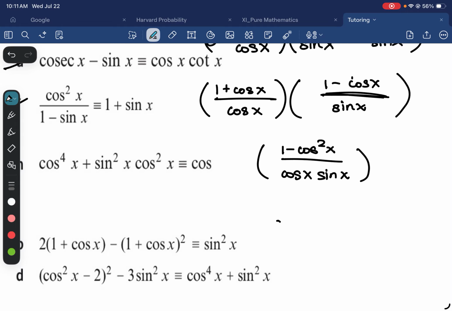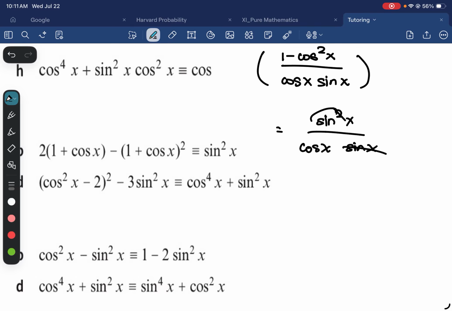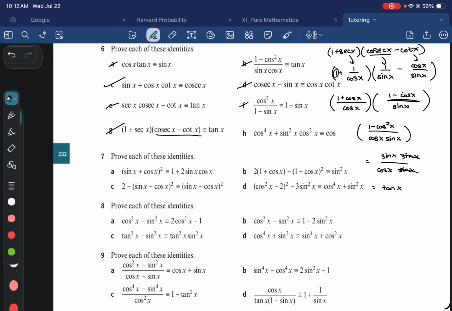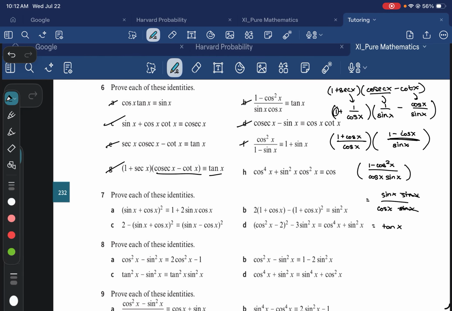And now this I can write as sine squared x divided by cos x sine x. So sine squared x is just sine x times sine x, and one of them cancels out with the denominator. And finally, I get tan x. All right, which is what we needed on the right-hand side.